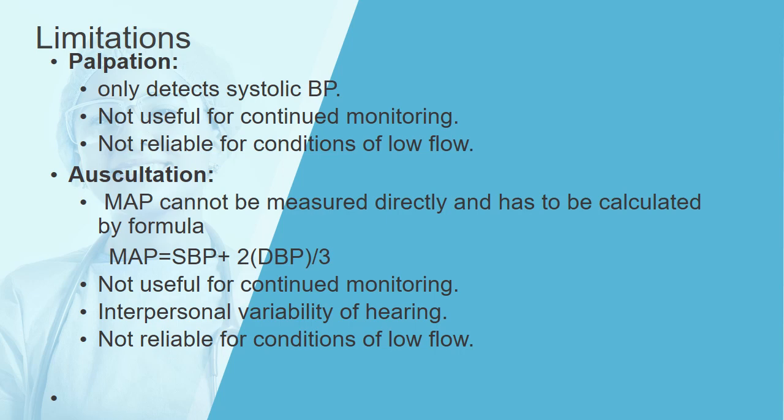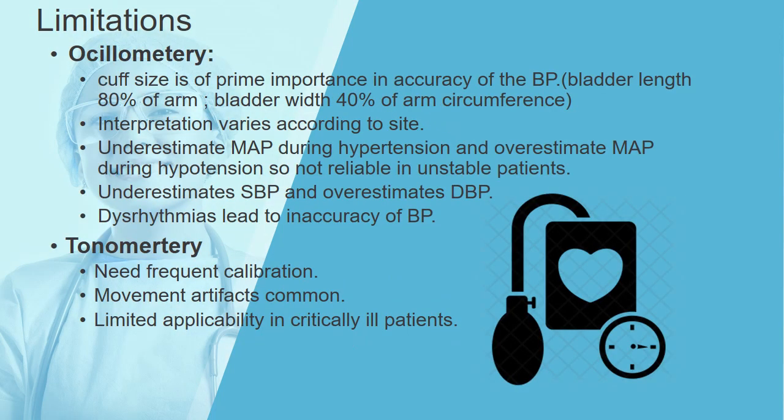Interpersonal variability can be there due to hearing problems. For example, if one doctor has a hearing problem and the other doctor has none, there can be a discrepancy between the readings of the two. It is also not reliable for the conditions of low flow, because it depends upon the Korotkoff sounds, and if the patient is having low flow, you may not hear the Korotkoff sounds well.